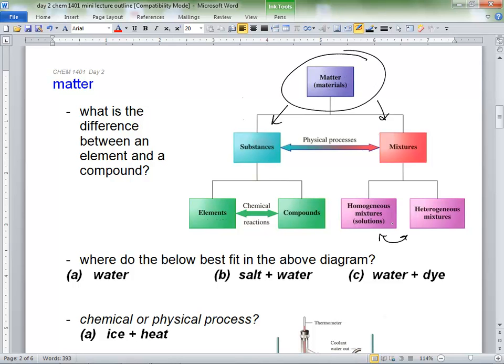How about salt and water? Take some salt. Let's see. I don't have any. Here's water.